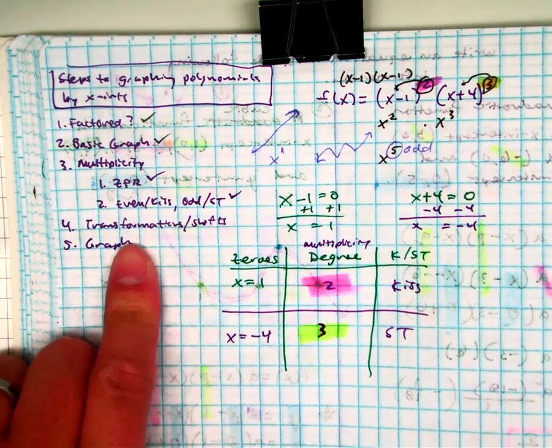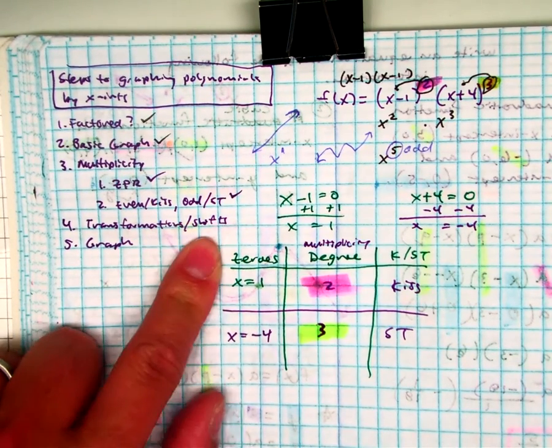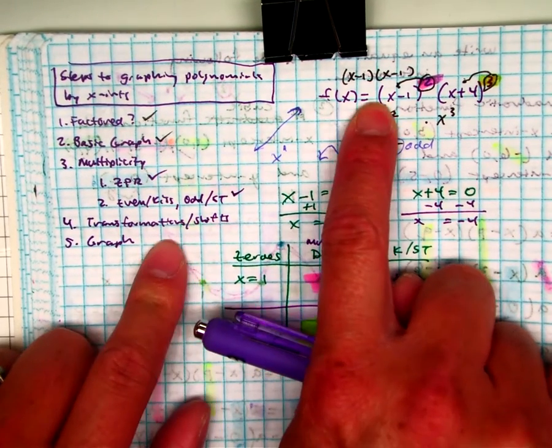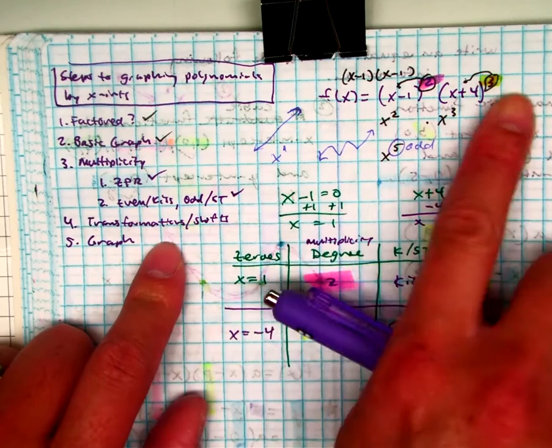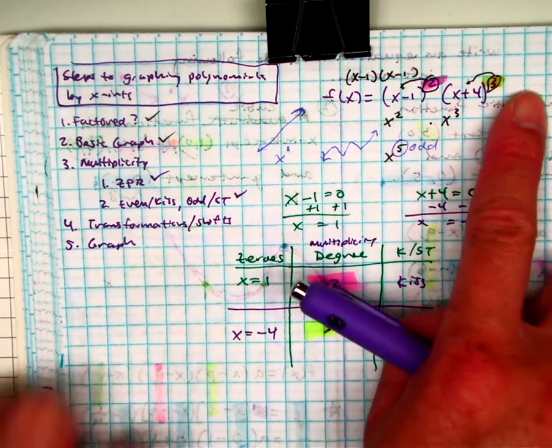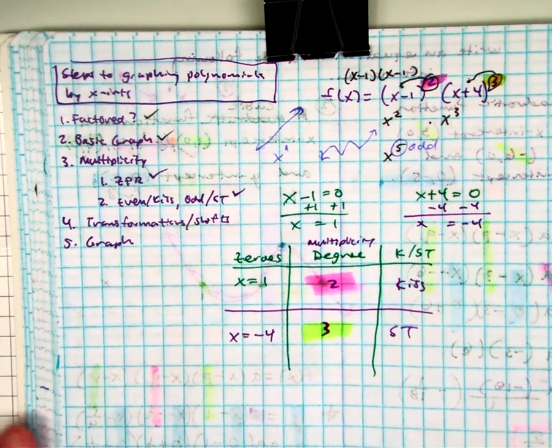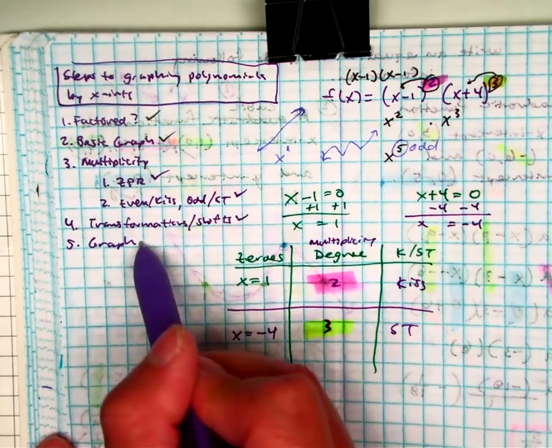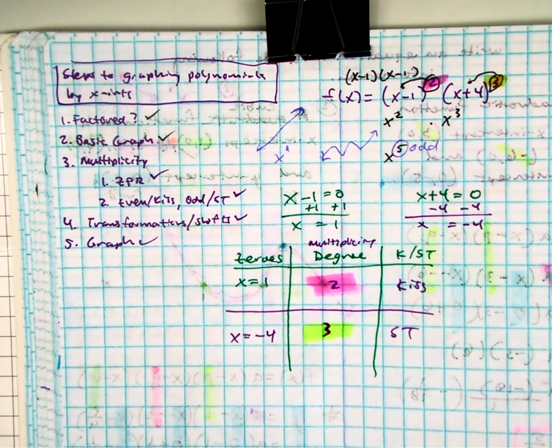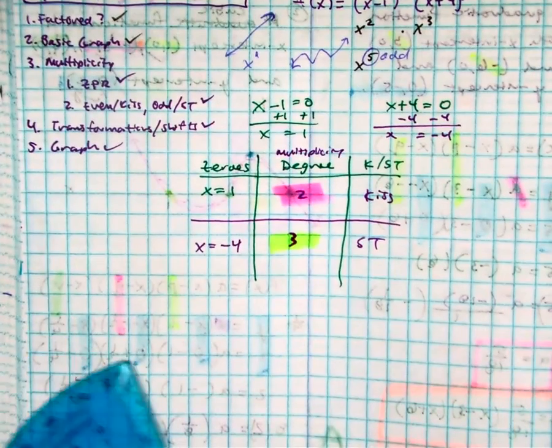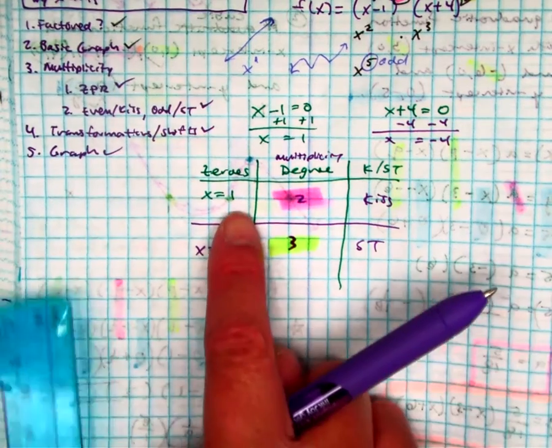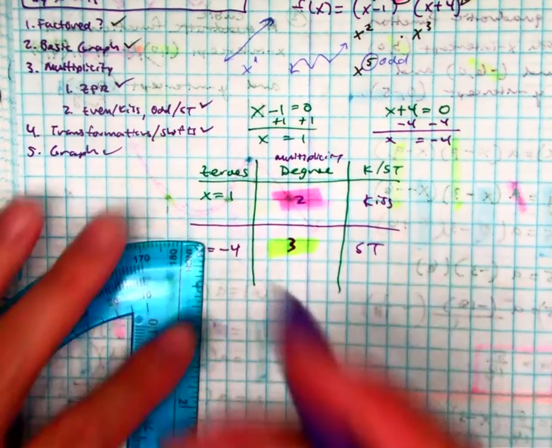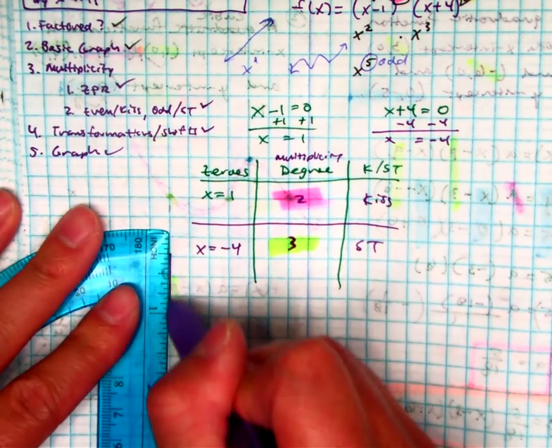In this problem, there are no transformations or shifts. What that would basically look like is some a value in the front, like a constant, or another constant back here, like a minus 8. So we don't have any of those. Let's go ahead and graph this now. I know on my x-axis I'm going to have a 1 and a negative 4. So let's kind of plan for that.